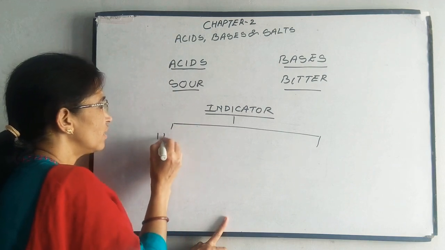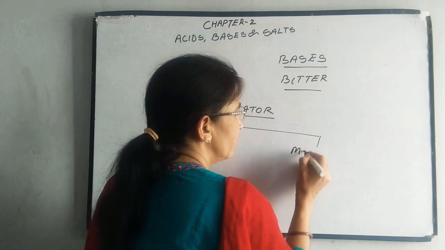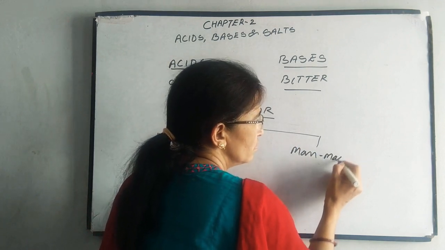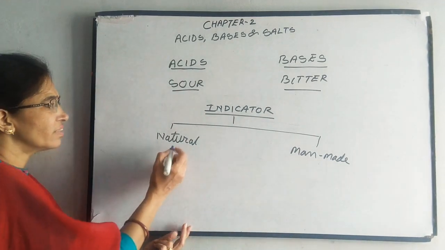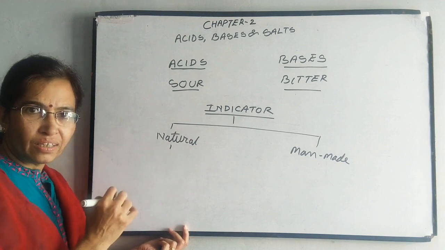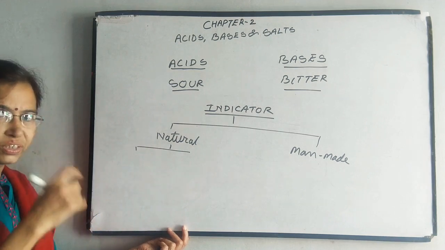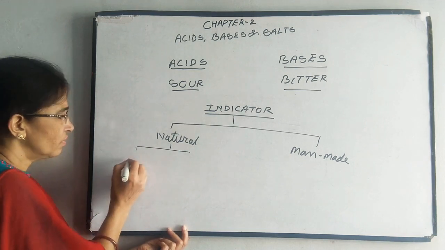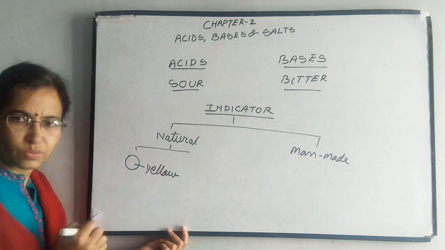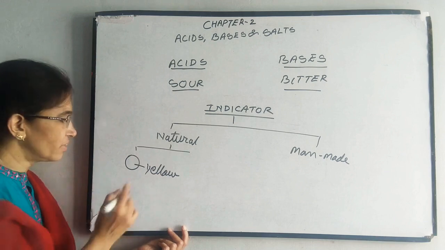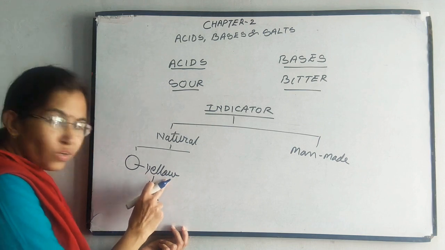One is natural indicator and another one is man-made, which means synthetic indicators. Natural indicators are, you know, turmeric, haldi. Now see, if turmeric is on any cloth, then we can see the spot over there. Which color spot is it? Yellow color, right? And then when we apply soap on this, this turns to red. Now this yellow color changes to red.